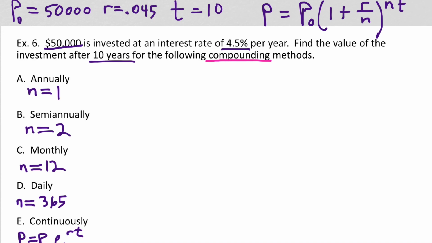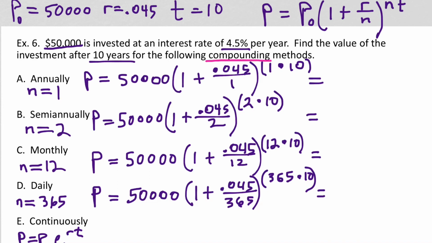Okay, so now I'm going to take P0, r, t, and n for A through D, and set up my equation. What I did was go ahead and plug in my n's into the formula for each of these cases. So your n goes in this position here. For annually, my n is 1, here and here. So there's two n's, here and here. When n is 2, here and here. n is 12, here and here. n is 365, here and here.